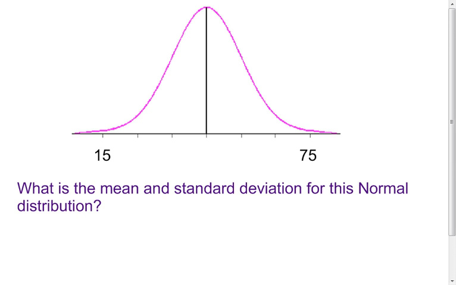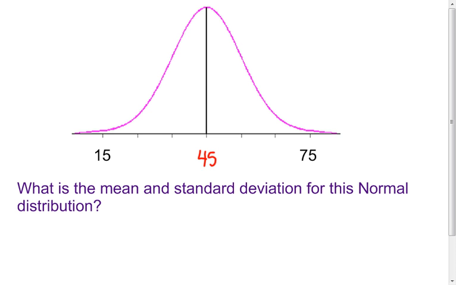All right, then this next problem is one that tricks people all the time. What is the mean and the standard deviation for this normal distribution? You need to figure out, first of all, what the mean is. The mean in this case will be halfway between 15 and 75. So if you add 15 and 75, you get 90, and half of that is 45. Okay, so the mean is 45, and I've labeled some points right there.